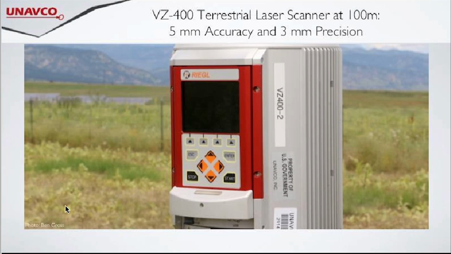The problem with this is that scientists are often using these scanners at distances that are far greater than 100 meters, and they need to be able to know the exact error to be able to account for it when they're conducting their research.